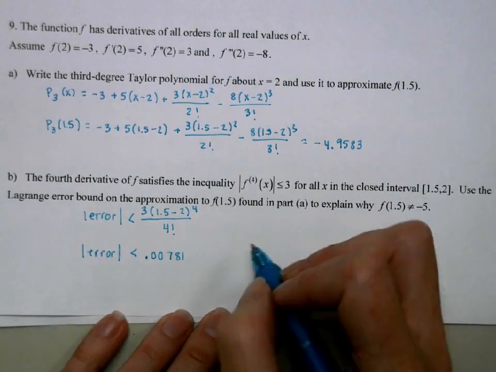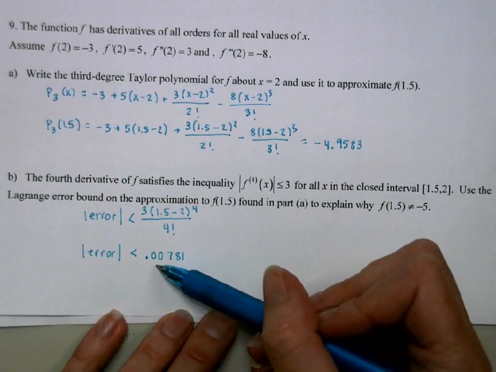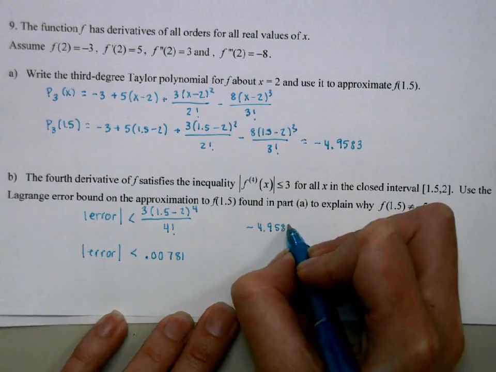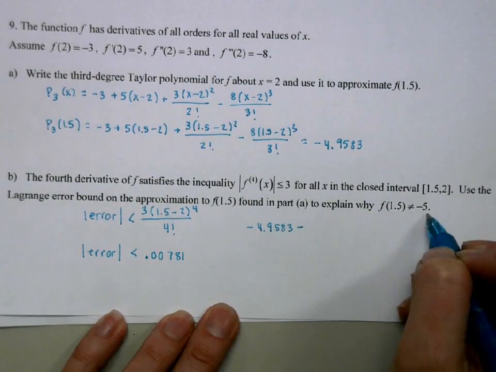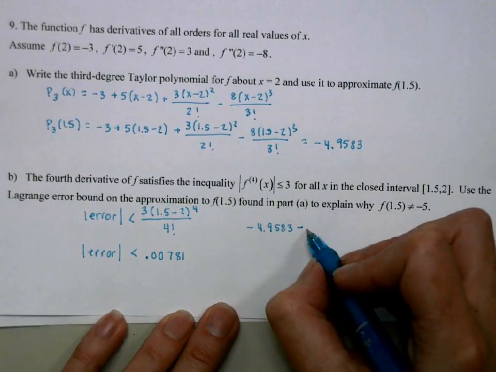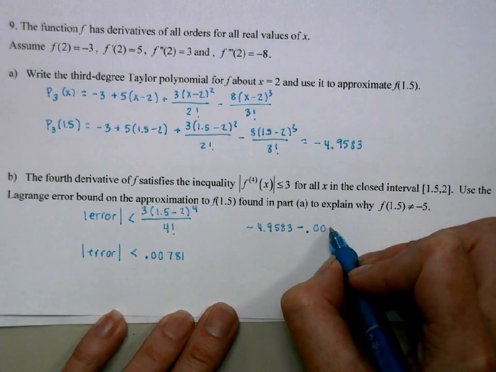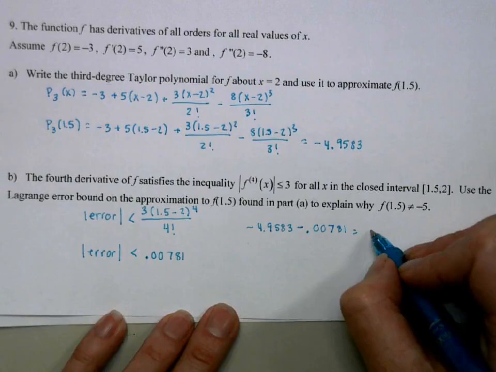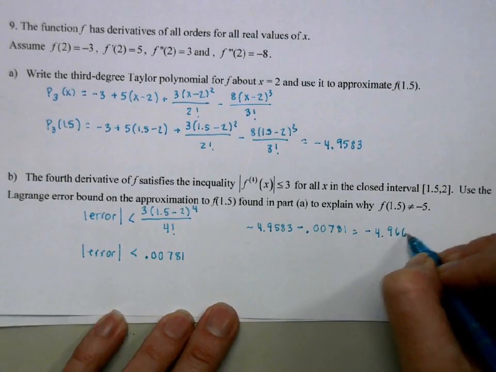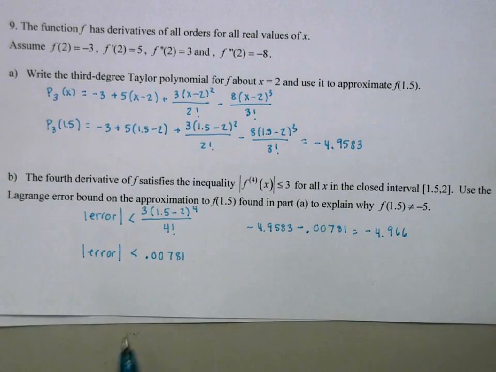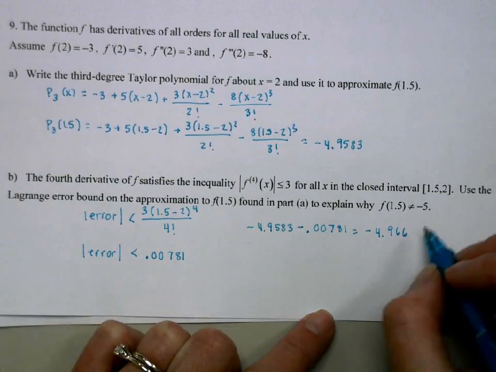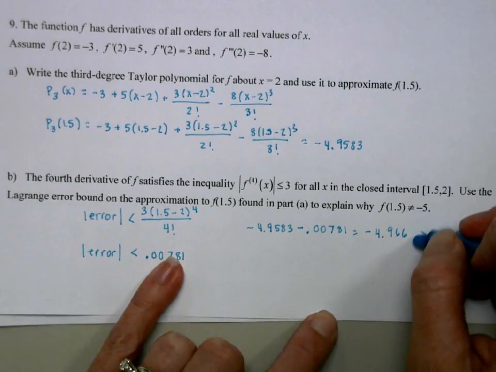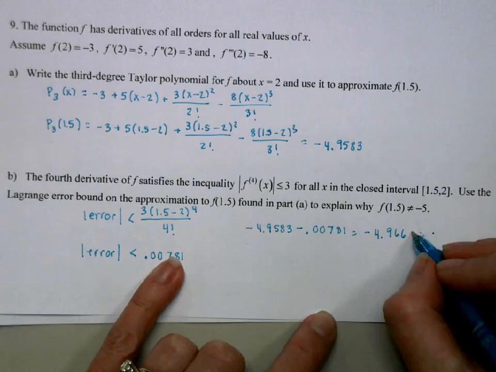Okay, so the farthest that we can be away from this value is 0.00781. So what I'm going to do is take negative 4.9583 and subtract, because I'm trying to show that I can't actually get to negative 5. The worst case scenario is that we're 0.00781 away from that value. Okay, that is negative 4.966. That is the farthest that that estimation could be. So f of 1.5 cannot equal negative 5, because this is bigger than negative 5, and that's the farthest we can get. So that was the alternating series bound and the Lagrange error bound.